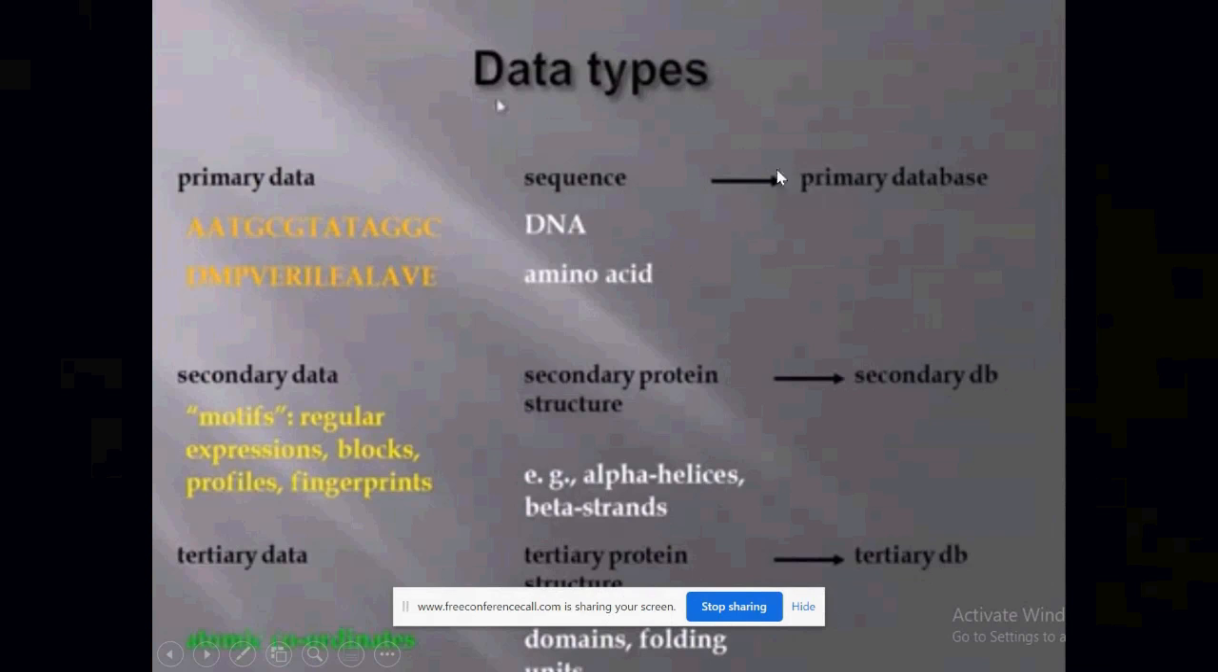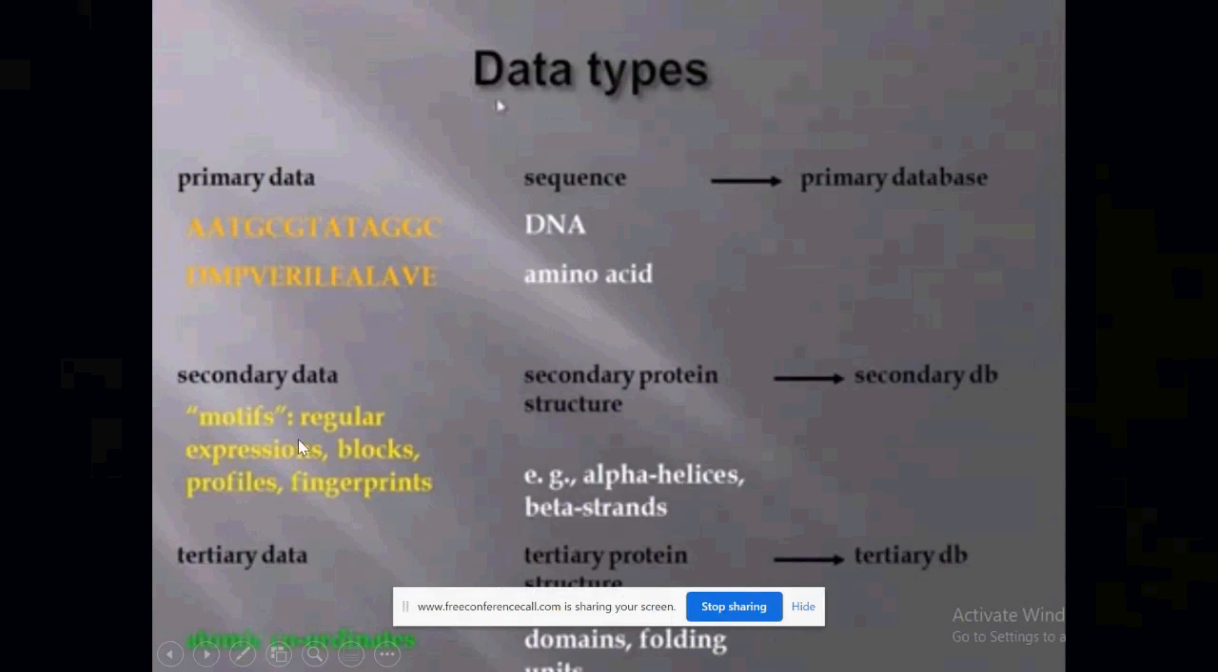So actually, the primary database contains the sequences. Basically, the sequences are either DNA sequences, or in a protein they are in the form of amino acid sequences. So these are the primary databases, and the function of the primary database is to store these sequences, or this primary data. Then comes another type of data which is stored in the biological database, known as secondary data.